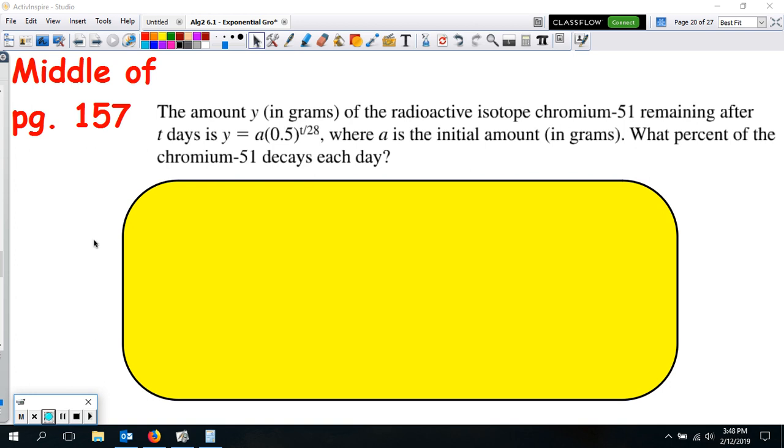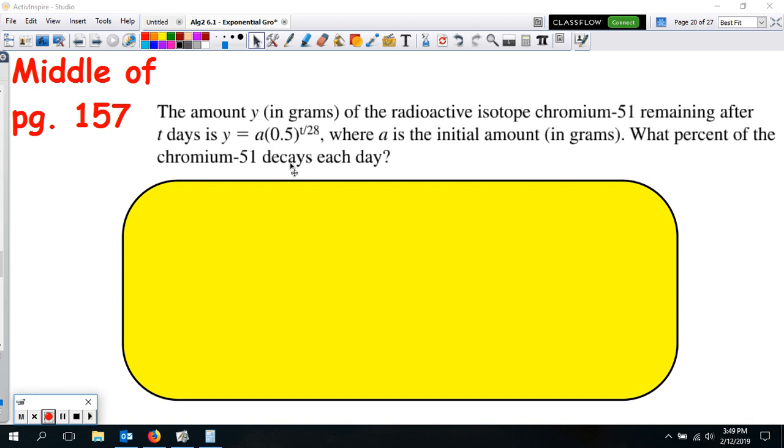Okay, so here's another one that we're going to put in on the middle of 157. So if you go to page 157, the middle where the notes is, right underneath the exponential decay function, we're going to put this one. You can just write down some of the main stuff here, like this equation right here. You don't have to write all the words. The amount Y in grams of a radioactive isotope, chromium-51, remaining after T days is this exponential function here. Now this is a decay function, because it even tells you right here that it's decaying. A is the initial amount in grams. What percent of chromium-51 decays each day?